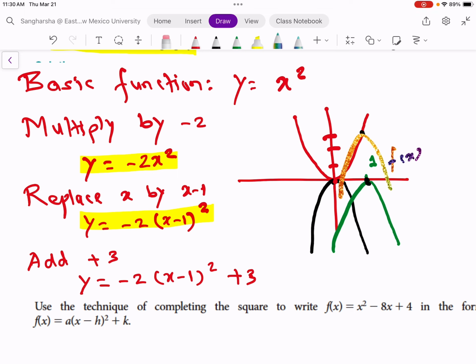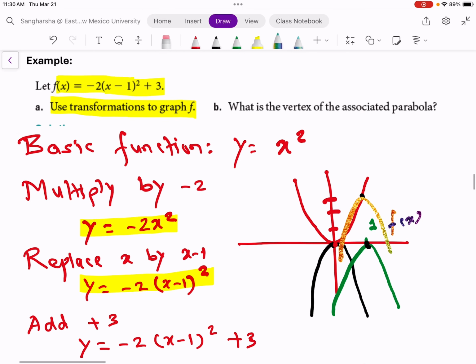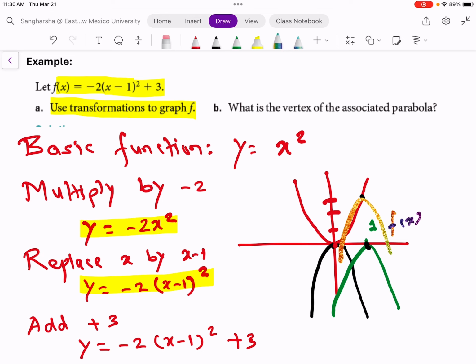When you actually use the transformation, you should have at least this information. You have to write what you did, and you have to have a graph. The graph should not have to be precise or exactly correct. If it is close enough, you will get the credit, but make sure you mention every transformation. Or you can write it in one statement: you start from the basic function y equals x squared, reflect across the x-axis, move right by 1 unit and up by 3 units. You can write it in one sentence as well, or you can mention all these steps.